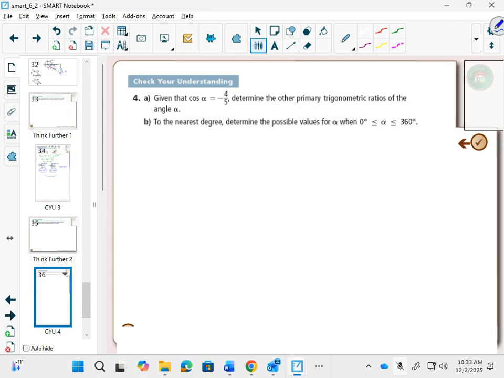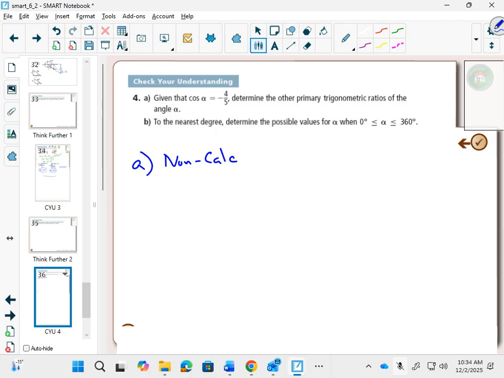Question number 4A is a non-calculator question. And it seems like it should be calculator because it's not one of your memorized values. And then part B is the calculator part. So, again, we're going to use reference angles and CAS rule a lot in this unit.